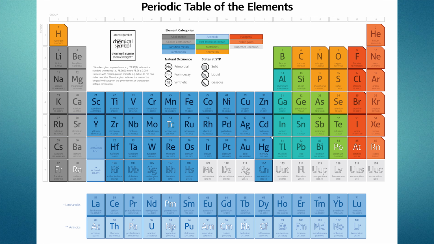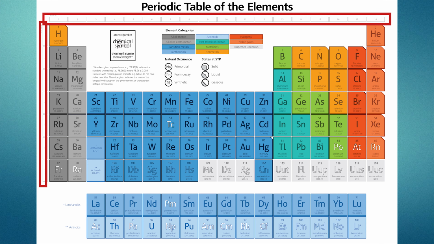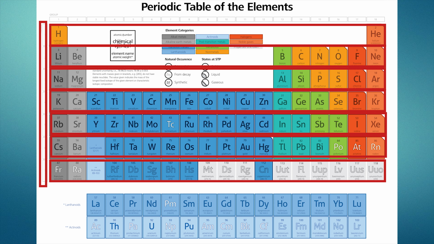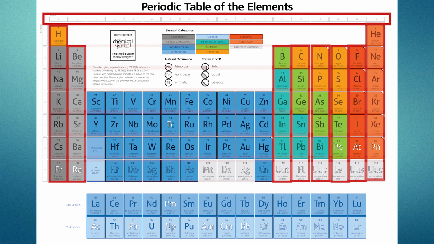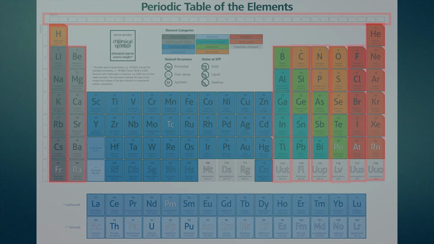The way that we can tell the properties of the elements is by looking at their grouping period. Elements in the same row are in the same period. This means they have similar physical properties, such as how well they conduct electricity. The elements in a column are called groups. This means they react with other elements in similar ways.